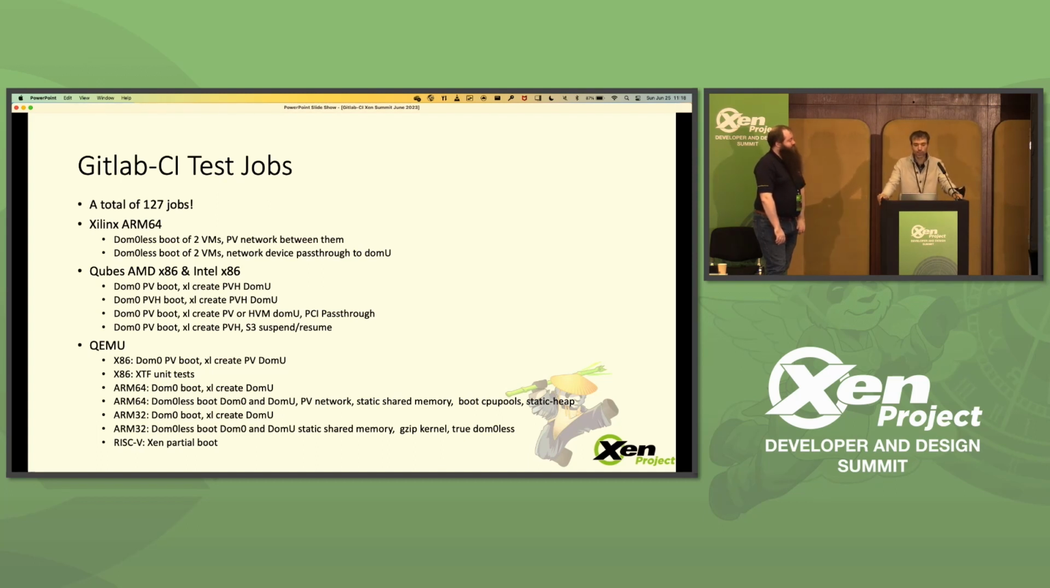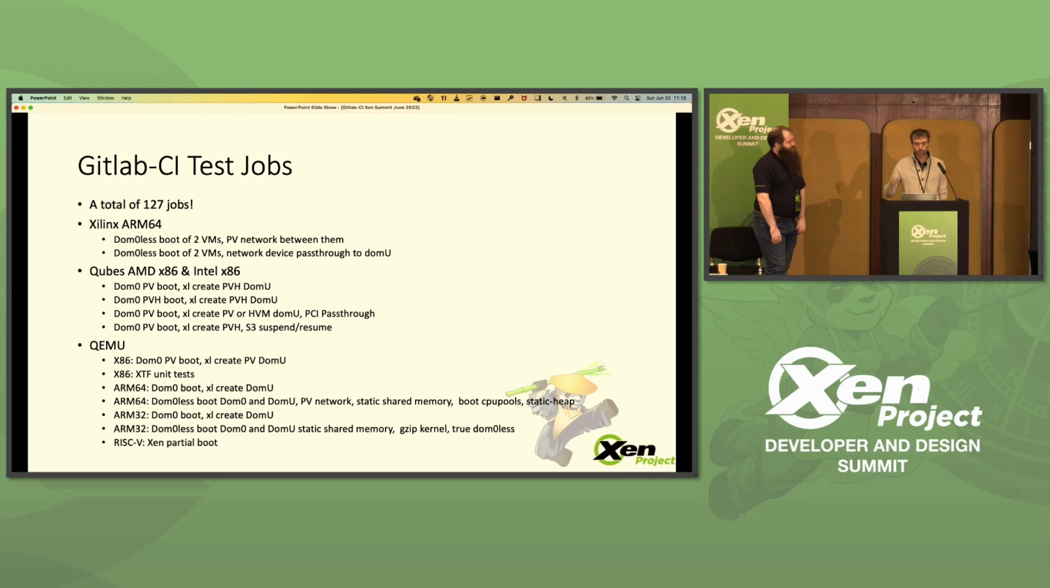Now, the Cubes runners are able to start DOM0, PV, or PVH, and create PVH or PV and HVM guests, and are able to test PCI pass-through and S3 suspend resume. And the QEMU test is the biggest set that we have, so those are really very many. On x86, we have XTF tests, and we have DOM0 booting and creating guests. On ARM64, we really have too many to name.